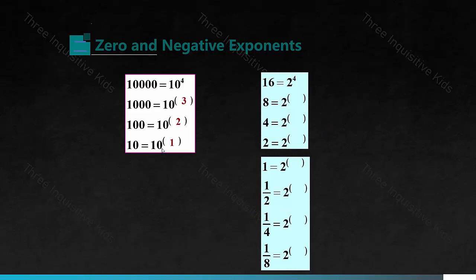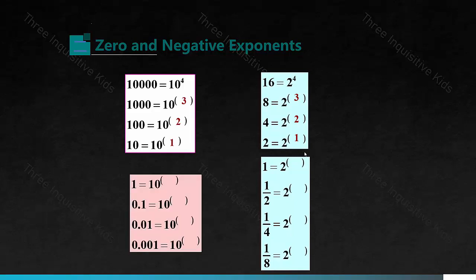Now I want you to try both of these rectangles. Well, in the first one, you should get 3, 2, and 1. 2 times 2 times 2 equals 8. 2 times 2 equals 4, and 2 to the first power is 2.